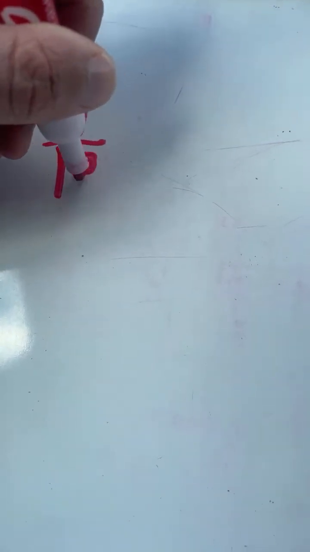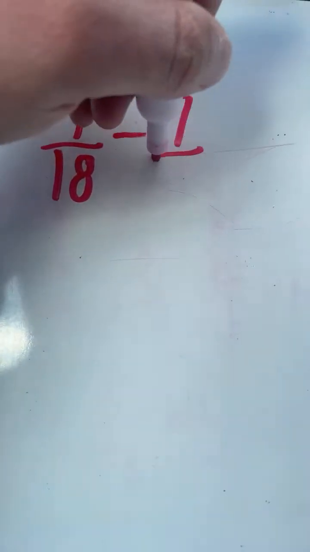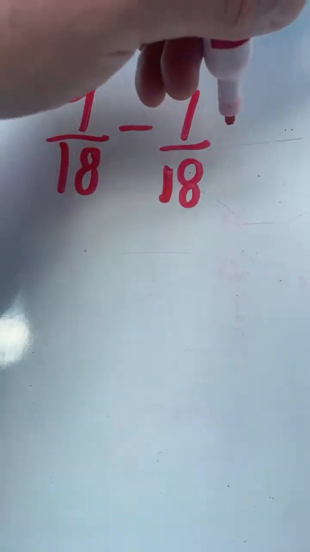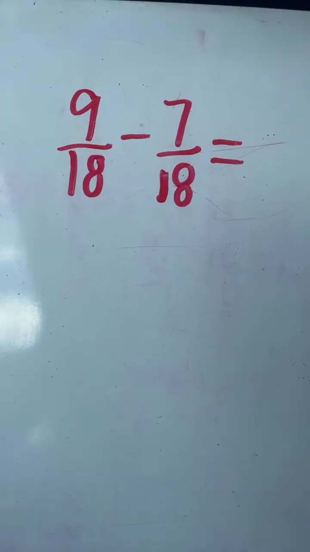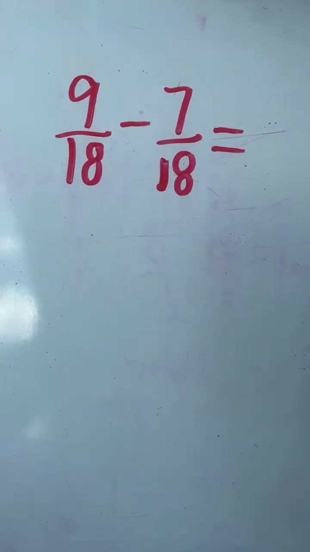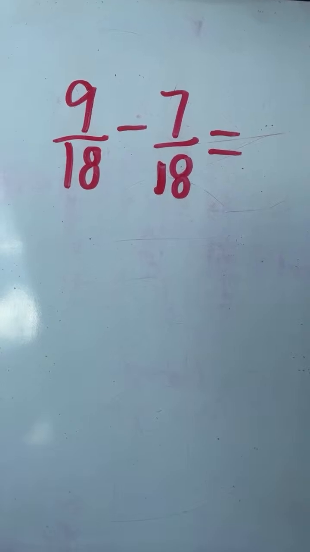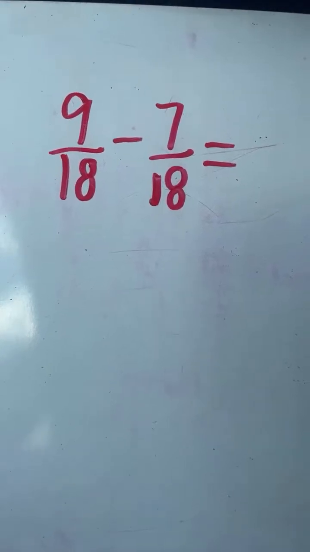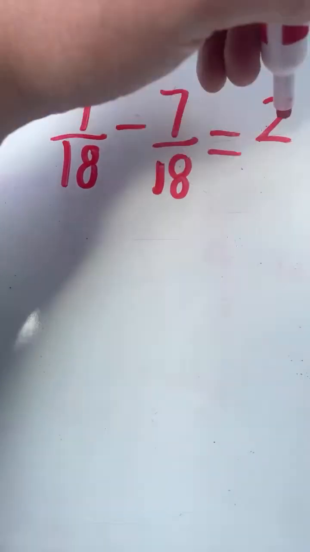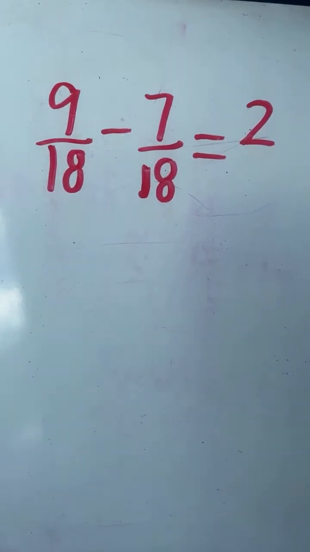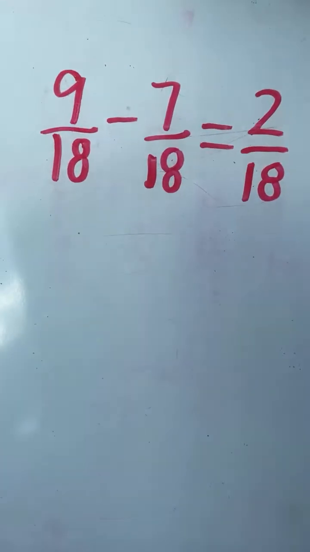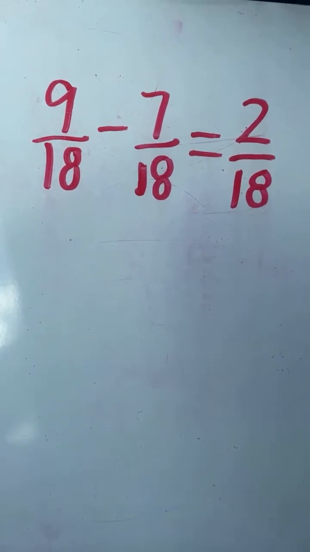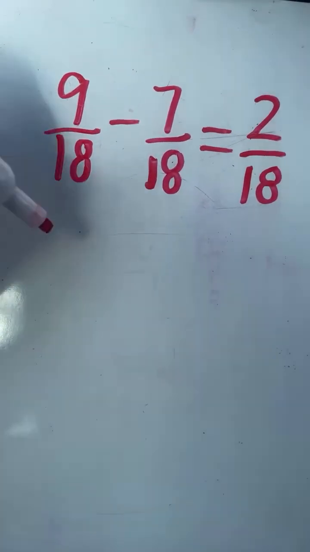All right, 9/18 minus 7/18. All right, step one, we subtract our numerators. 9 minus 7 equals 2. Step two, we keep our denominators the same. The denominator is 18 for both fractions that we subtracted. The denominator is 18 in our answer. And here we go, 9/18 minus 7/18 equals 2/18.